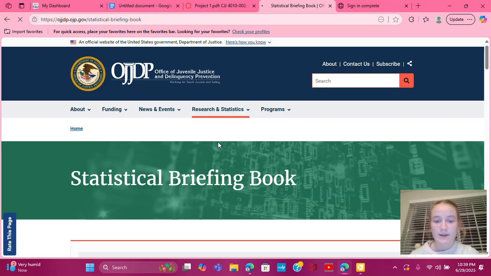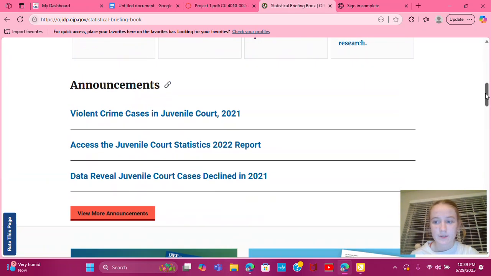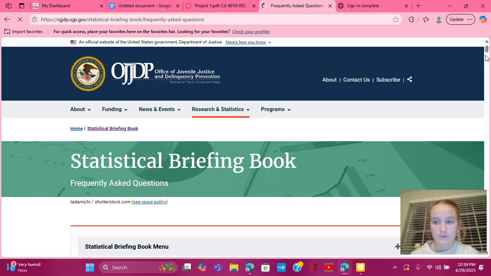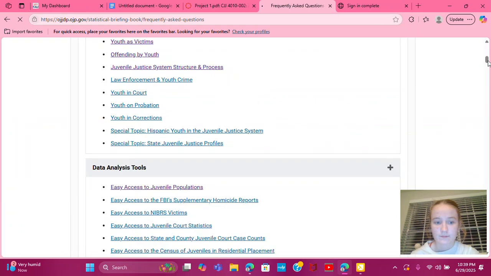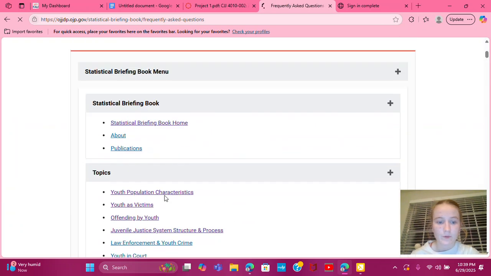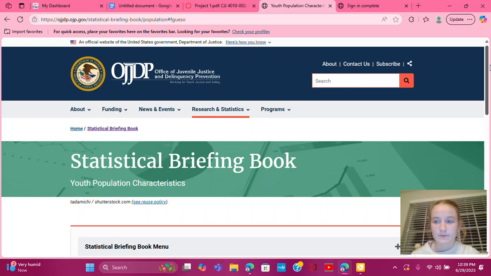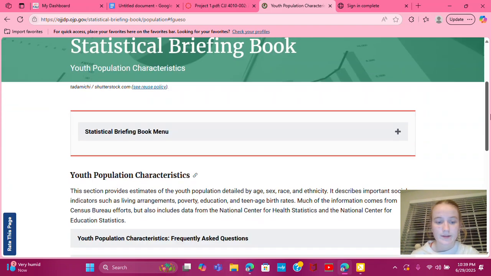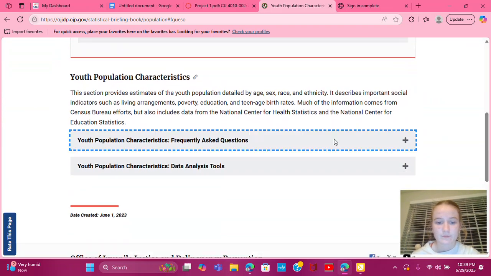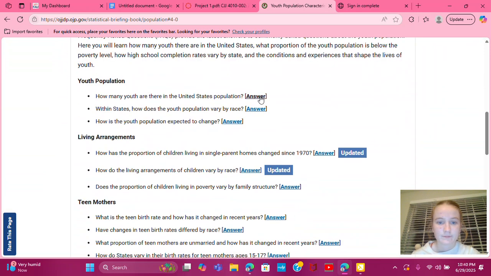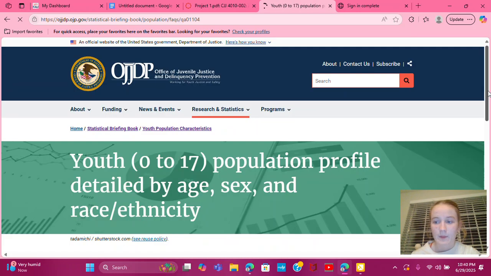So the first thing we were asked to do, come up with 5 facts. So I'm going to go to the statistical briefing book, scroll down here to frequently asked questions. So first topic is youth population characteristics. Scroll again. So our first fact, there are 3 million Americans under 18, so that's about 1 in 5.